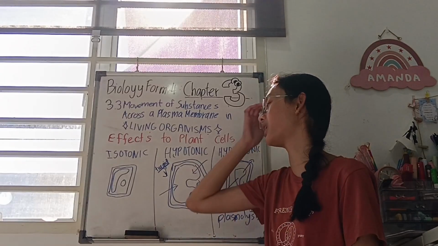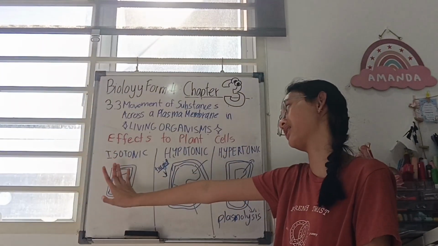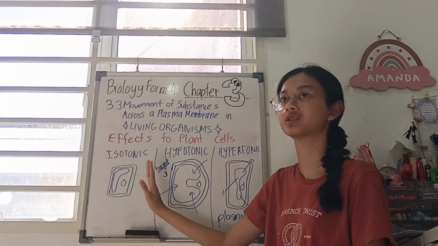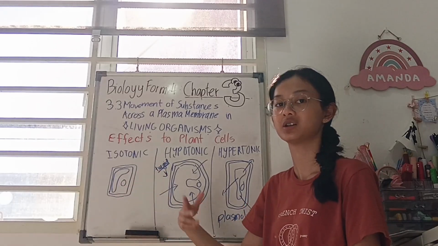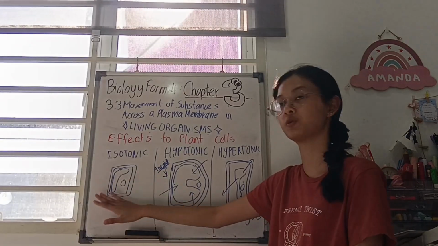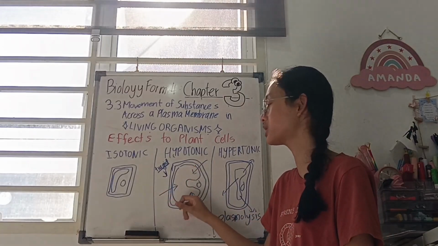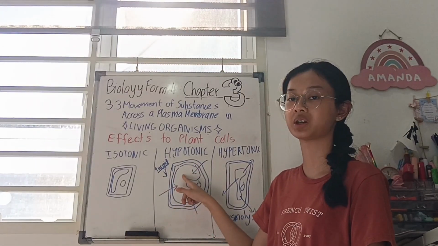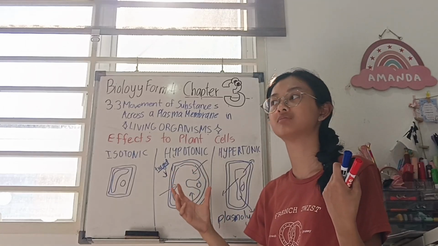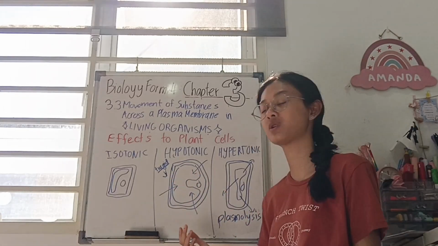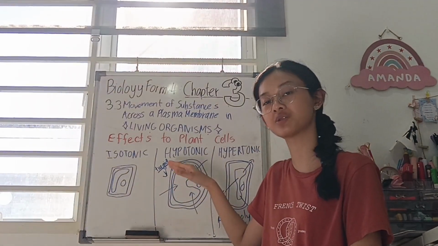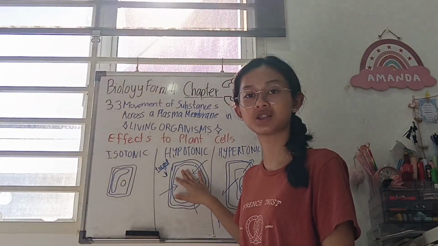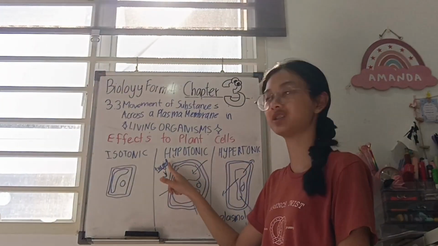Okay, so for isotonic, inside and outside is the same, so the water will diffuse in and out the same also. So it will be normal. For hypotonic, water will go inside the cell and then the vacuole will swell up and push the cytoplasm and the plasma membrane towards the cell wall. So this causes the plant cell to be turgid.